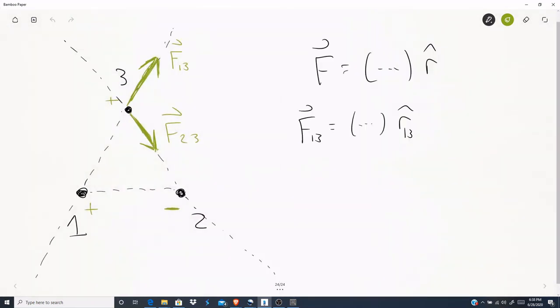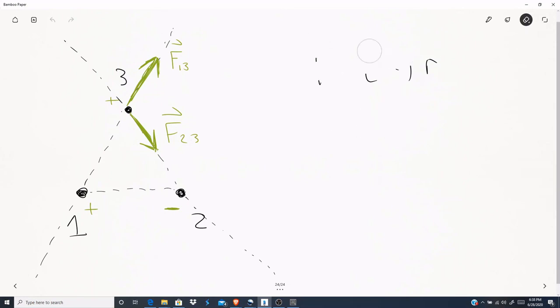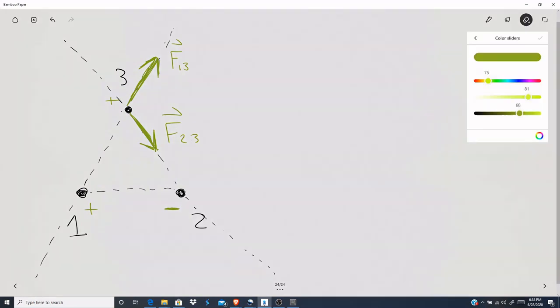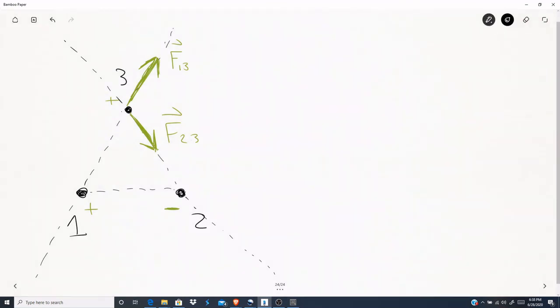So if I compare, let me write the full Coulomb's law here. If I compare my magnitudes, the magnitude that charge 1 exerts on charge 3 is going to be Coulomb's constant, charge 1, charge 3, over the distance from 1 to 3 squared.